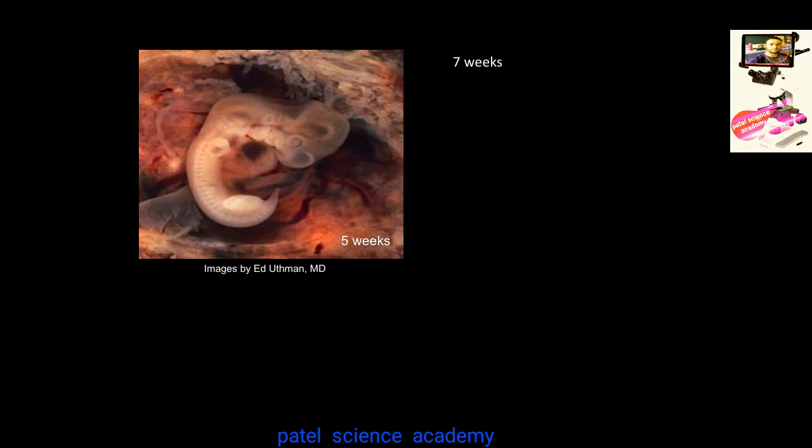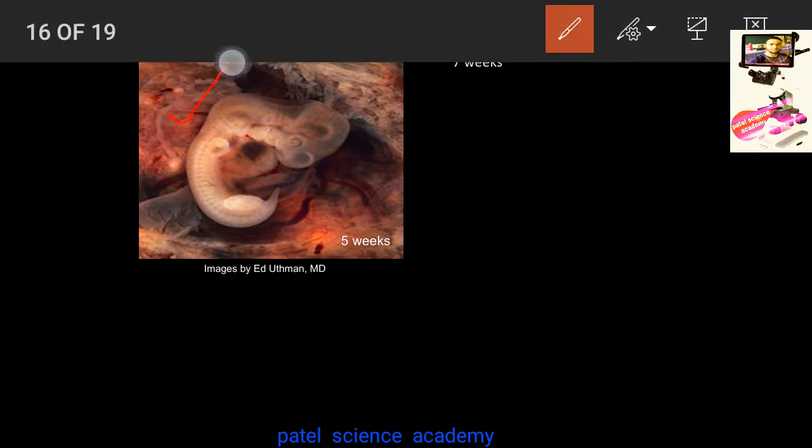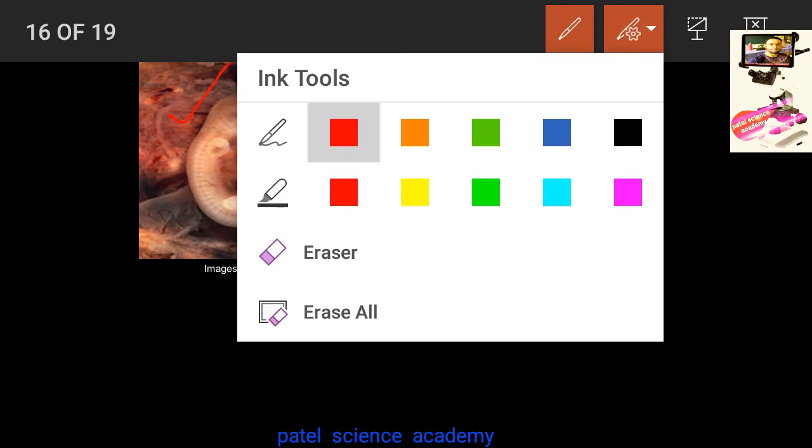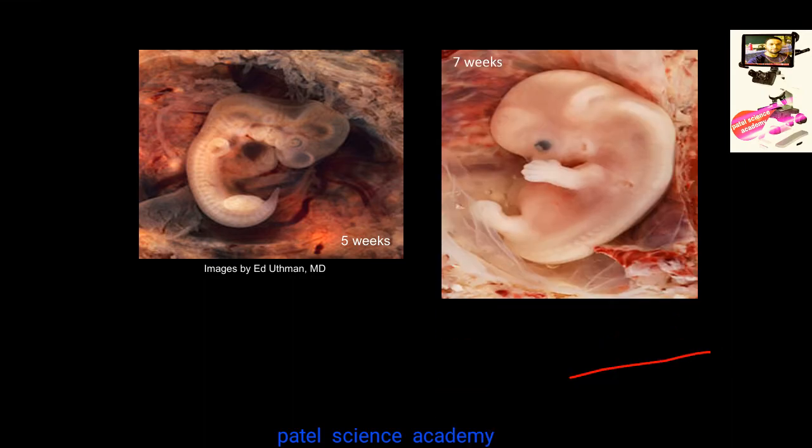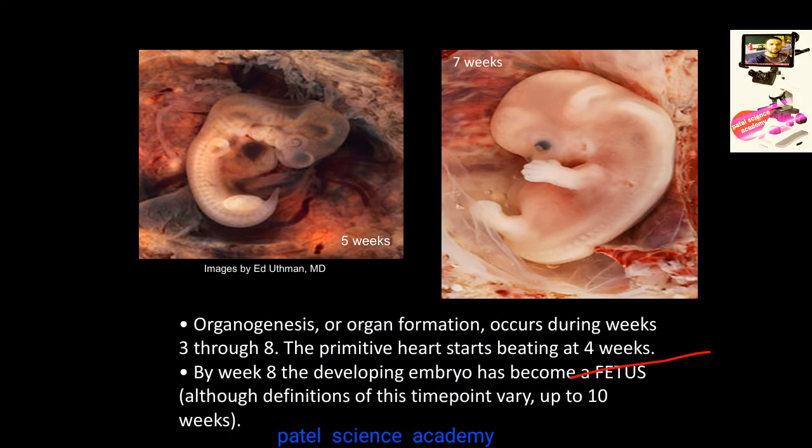So after 5 weeks it looks like this in the mother's body. Then after 6 and 7 weeks it looks like this. And organogenesis, that is the organ formation, occurs during weeks 3 to 8, and the primitive heart starts beginning at 4 weeks. By week 8, the developing embryo has become a fetus, although the definition of this time point varies up to 10 weeks.